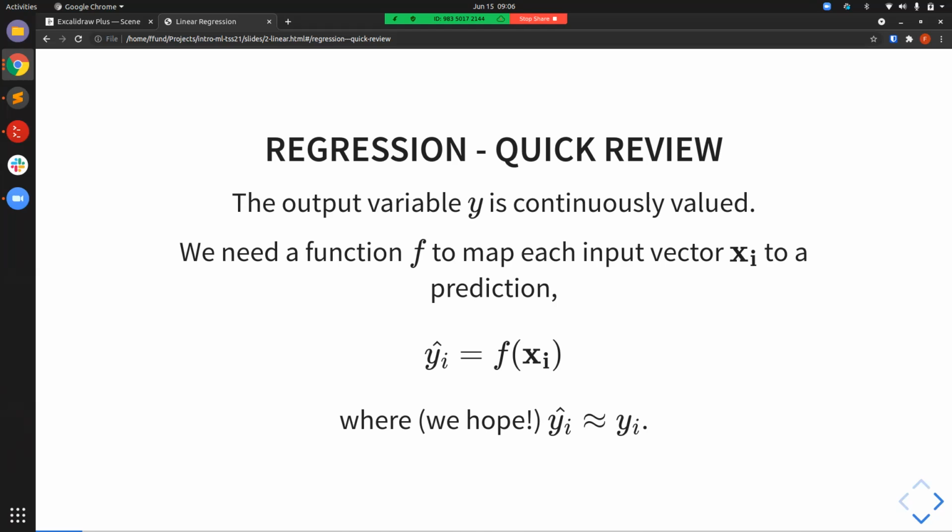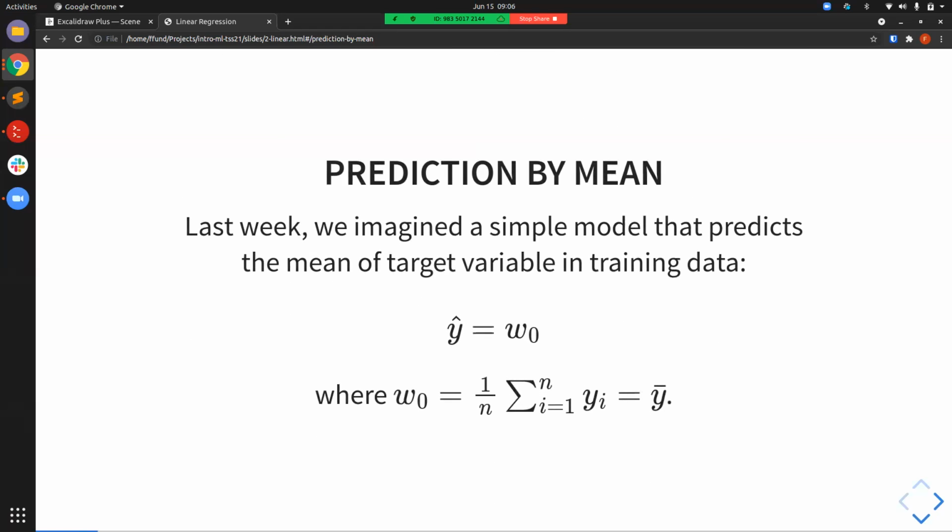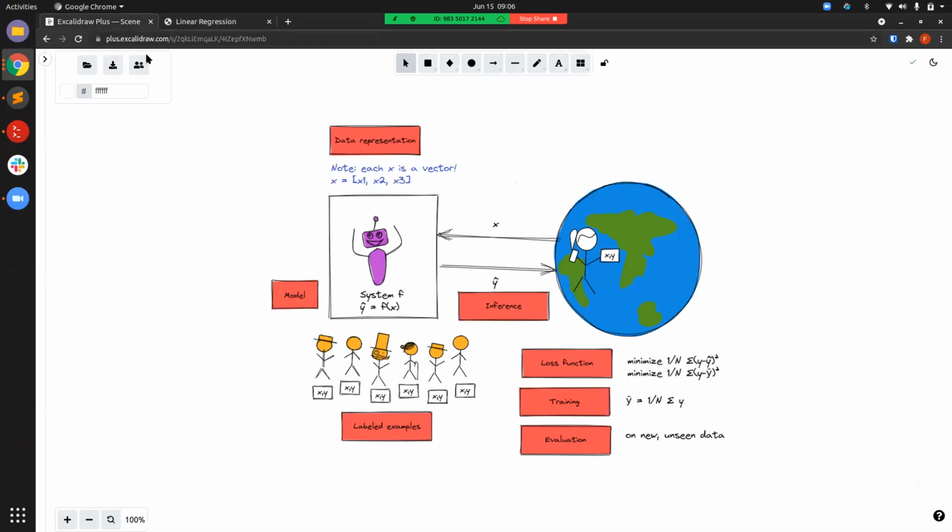And then last week, we imagined a very simple regression model that predicts the mean of the target variable in the training data. So we said for every sample, we'll use y hat equals W0, where W0 is just the mean of the target variable in the training data. So that looks a little bit like this. Here's our illustration. So this is what we looked at last week.